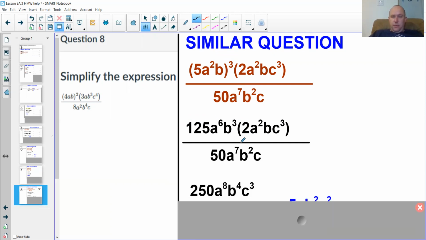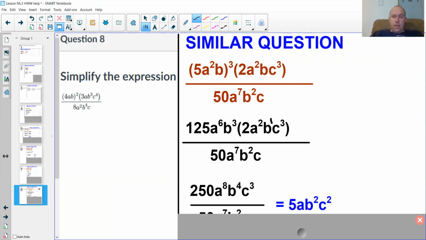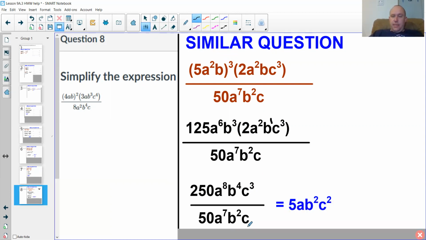Now on the top, I can definitely simplify these terms because these are multiplication. So 125 times 2, a to the 6 times a to the 2, add the exponents. B to the 3 times b. Remember, b is just b to the 1, so 3 add 1 is 4. And there's only one term with c cubed, so there we go, c cubed. And then on the bottom, I can just copy this down. And then now I can go ahead and simplify this whole thing.